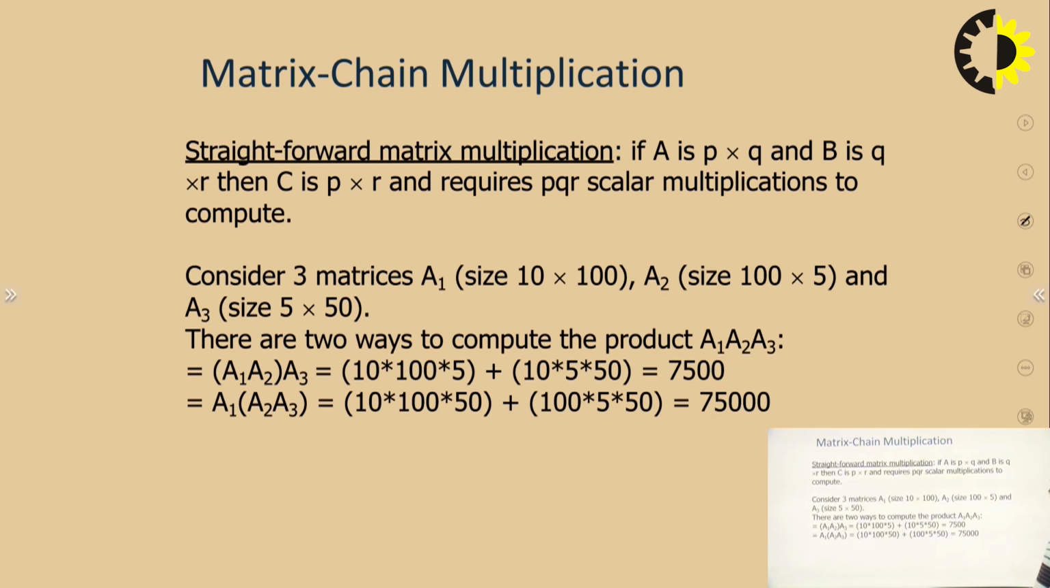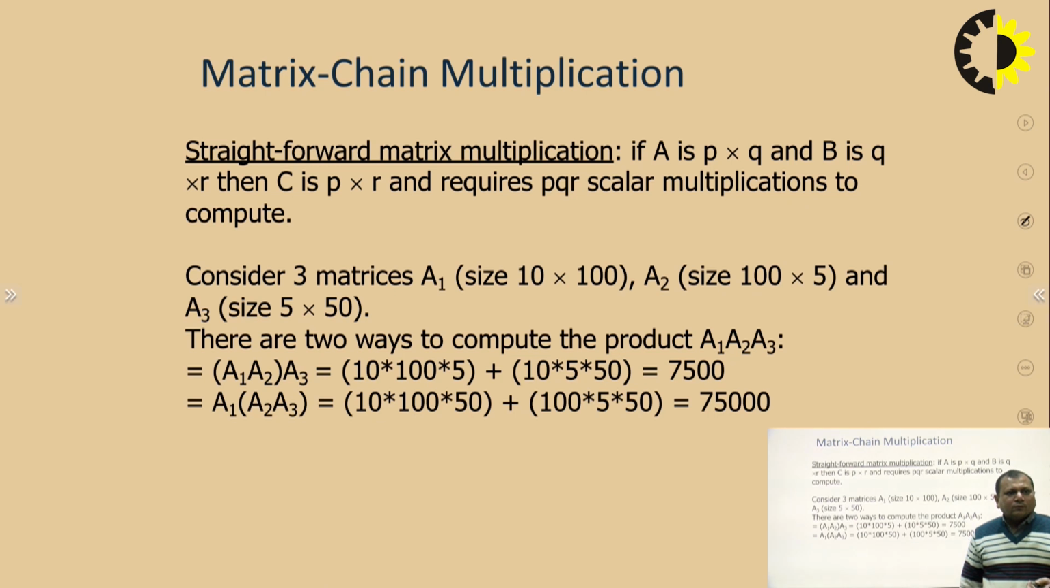Now let us move to the problem, straightforward matrix multiplication. If A is p by q and B is q by r, then C is p by r. We have already discussed that, and it requires pqr scalar multiplications to compute the product of the two matrices. Now consider three matrices: A1 of size 10 by 100, A2 of 100 by 5, and A3 of 5 by 50.